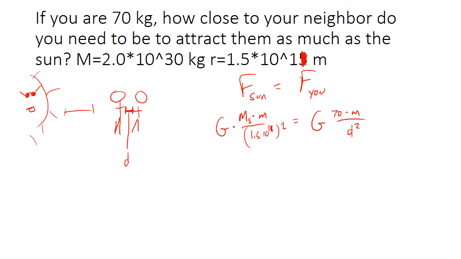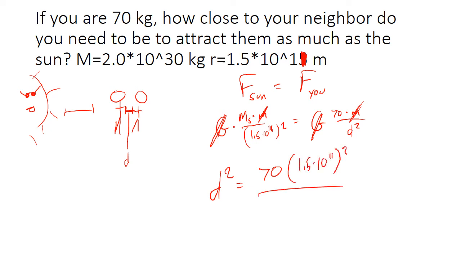You could have called it R, who cares? Something you should notice is the G's cancel out. Also, the mass of your friend cancels out because it does not matter for this situation. Solving for D squared, D squared is going to equal 70 times 1.5 times 10 to the 11 squared, divided by the mass of the sun, which is 2 times 10 to the 30.